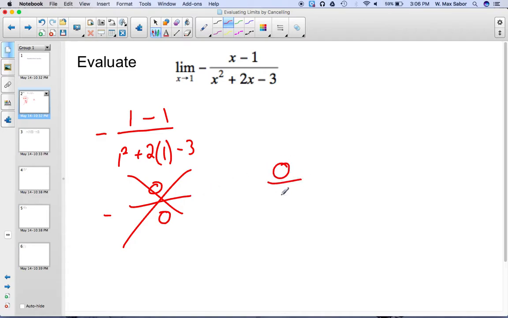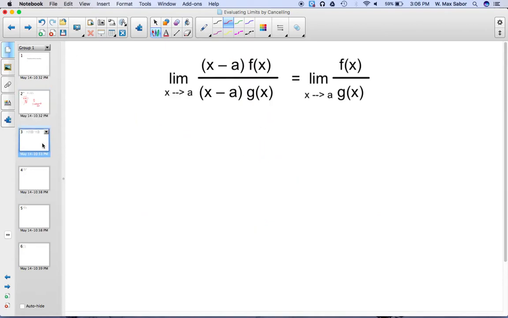When we have 0 over 0, we call this indeterminate form. And with indeterminate form, we need to use other methods in order to solve this. The way that we can is using this rule of limits, which speaks about removable discontinuities. Removable discontinuities, let me type that out.